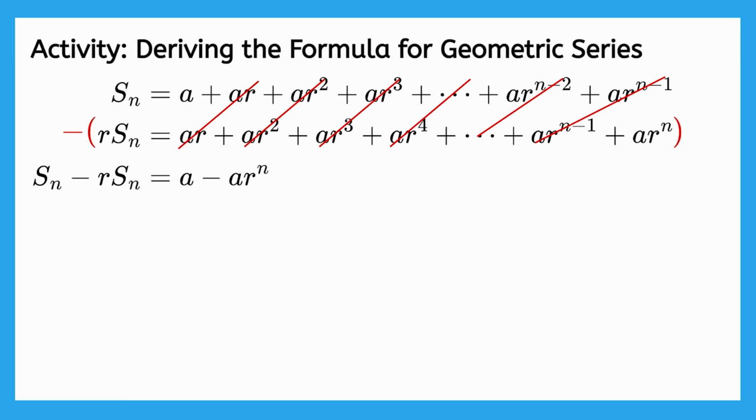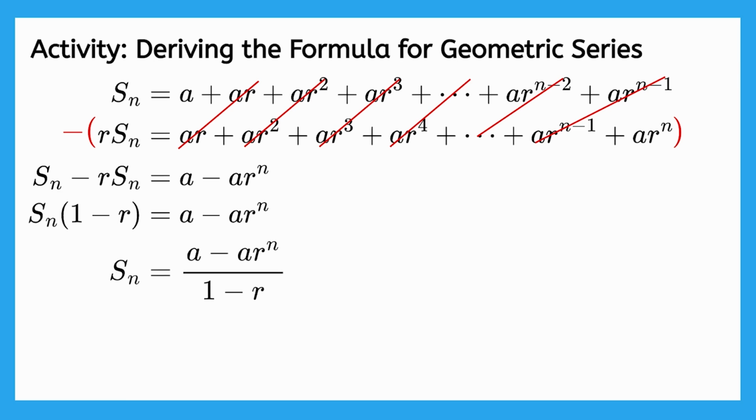Still, our goal is to find a formula for S sub n, not all this. How could we isolate just S sub n and get rid of the other stuff? Since S sub n is in both of these terms, we'll need a way to pull it out first. We can pull it out through factoring. We can factor S sub n out of both terms on the left, then divide 1 minus r from both sides of the equation to get just S sub n on the left.